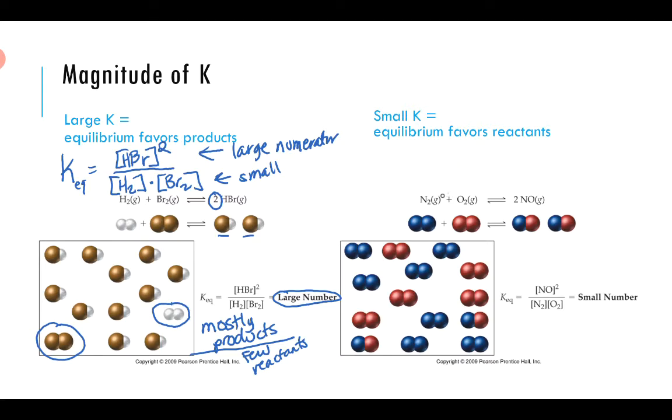We could also have an equilibrium that is mostly reactants. And so here we have very few products.